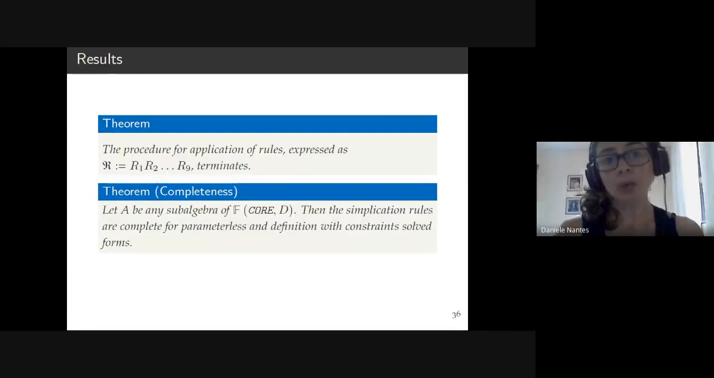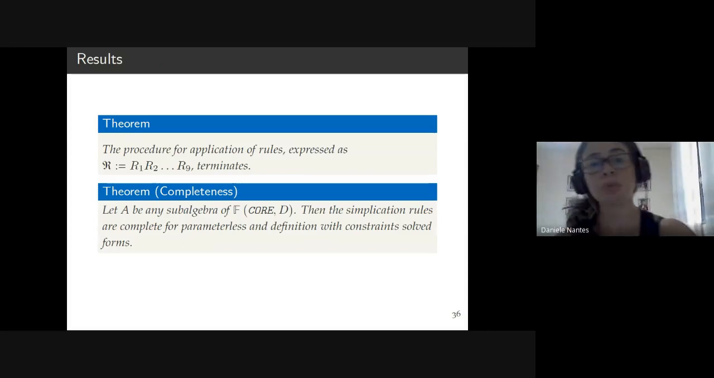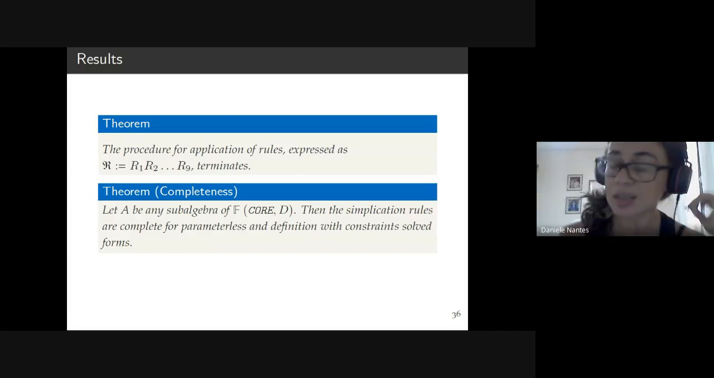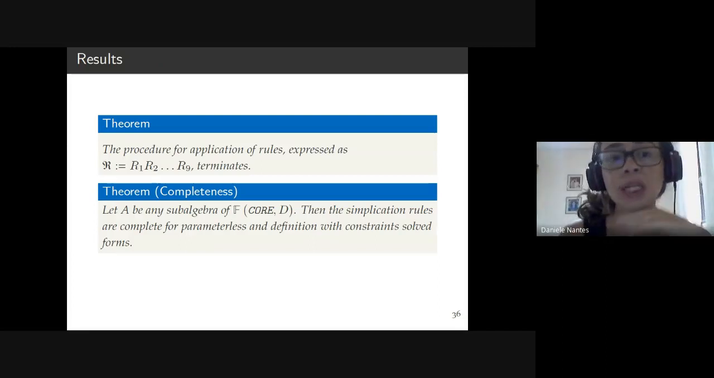We managed to prove that this procedure, the application of rules R1, R2, up to R9, which are all the rules that are presented, of course obeying the order that I presented them. The strategy is very important to prove termination. So if we follow this strategy, the algorithm terminates. It's in fact an algorithm.